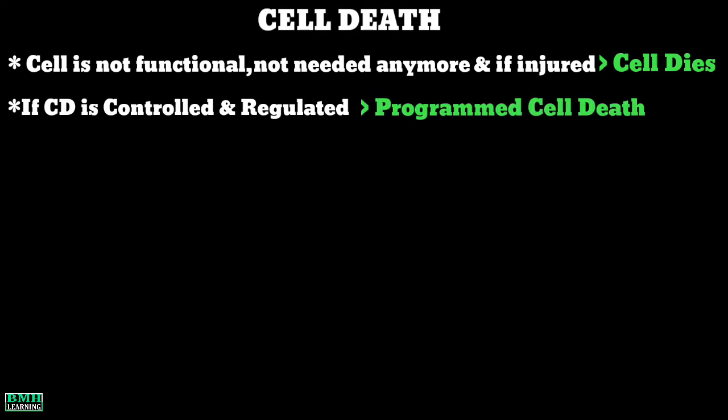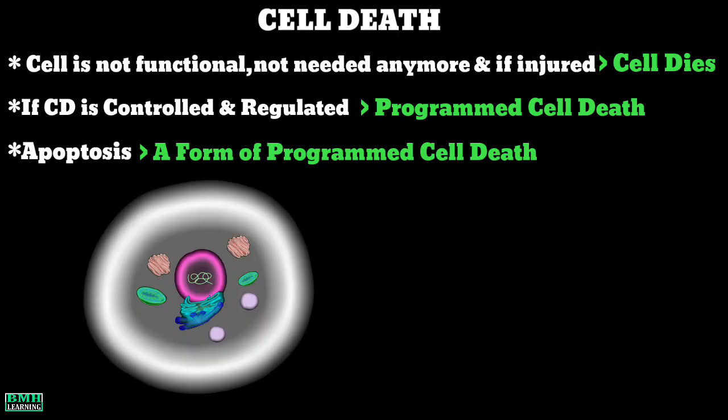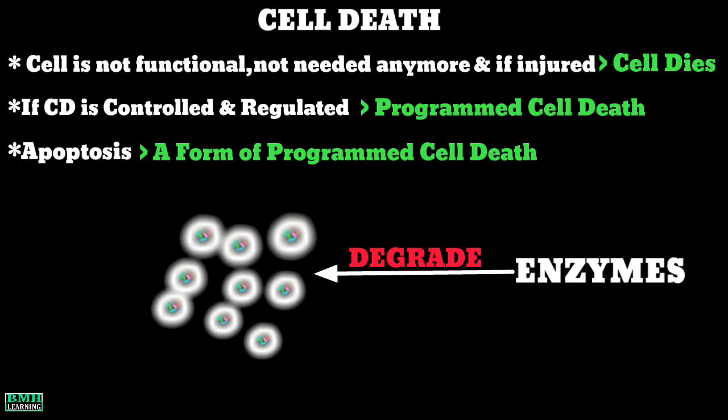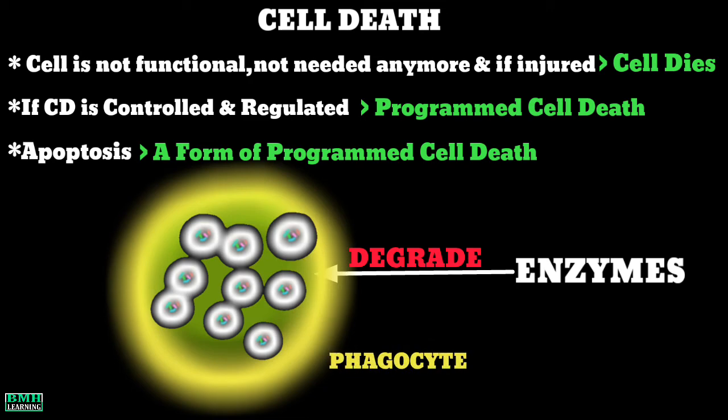programmed cell death. So apoptosis is nothing but a form of programmed cell death, which is a process where a cell regulates its own death by producing certain enzymes. The enzymes can degrade both the nuclear material as well as the cytoplasmic content. The effect produced is so strong that the cell is fragmented into various bodies called apoptotic bodies. Now, what could be the fate of these cellular waste pieces? They are engulfed and digested by phagocytes.